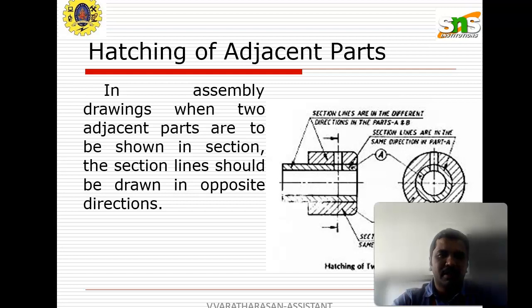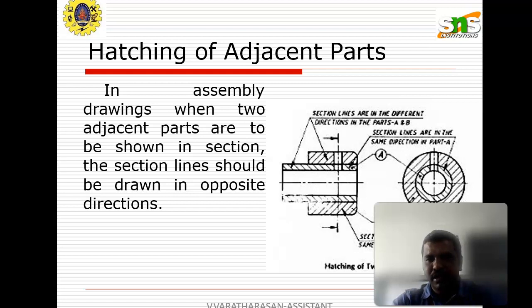In this particular slide, there is hatching of adjacent parts. We are explaining that particular slide. When two adjacent parts are drawn, as shown in this figure, the lines should be drawn in the opposite direction. So it is represented in the hatching of two adjacent parts. Here the section lines are in different directions in the parts A and B.